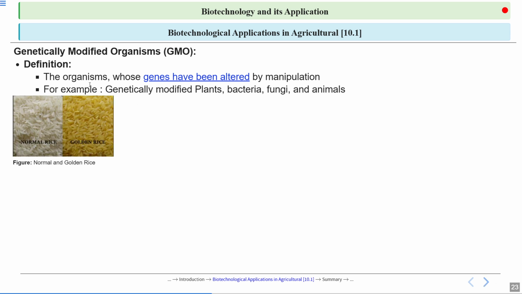Here is the example of normal rice and golden rice. We have modified this because in golden rice there is an enriched amount of vitamin A, whereas normal rice doesn't have this much vitamin A, but golden rice has a lot of enhanced vitamin A in it.